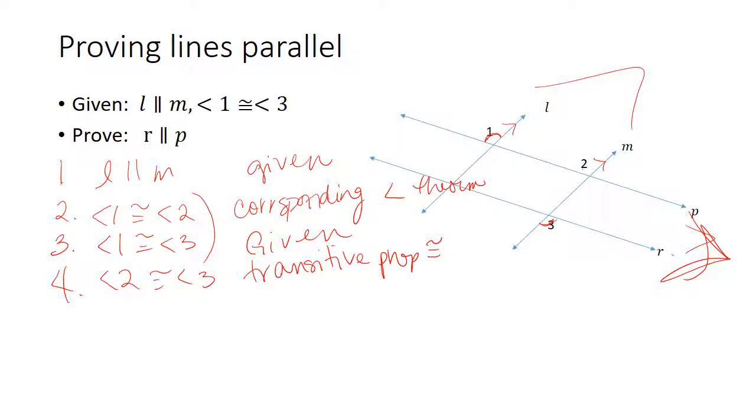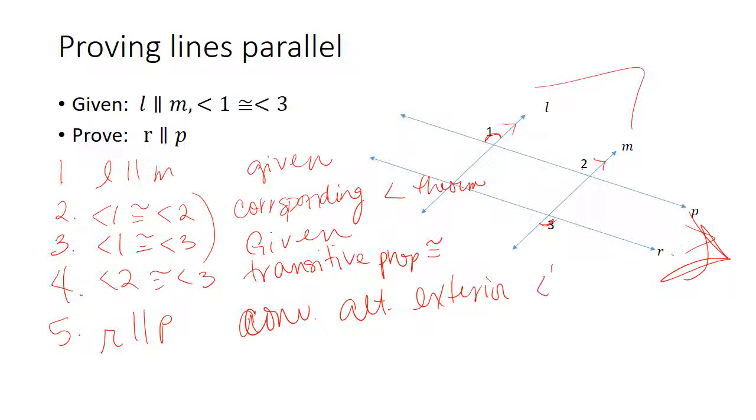Okay. If angle 2 and angle 3 are congruent, that means, because they are alternating exterior angles, that R is parallel to P because of the converse of the alternating exterior angles theorem.